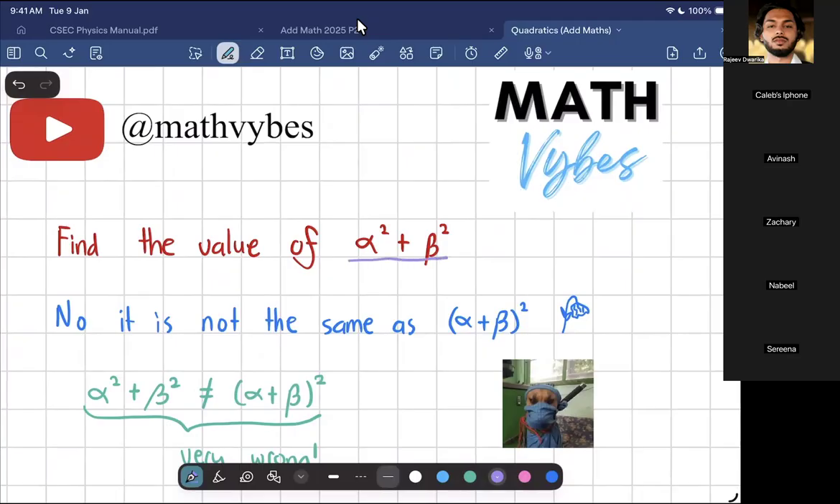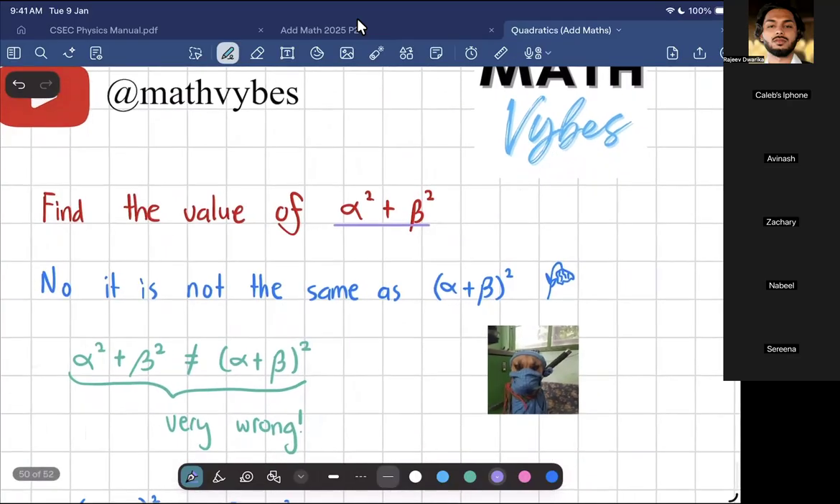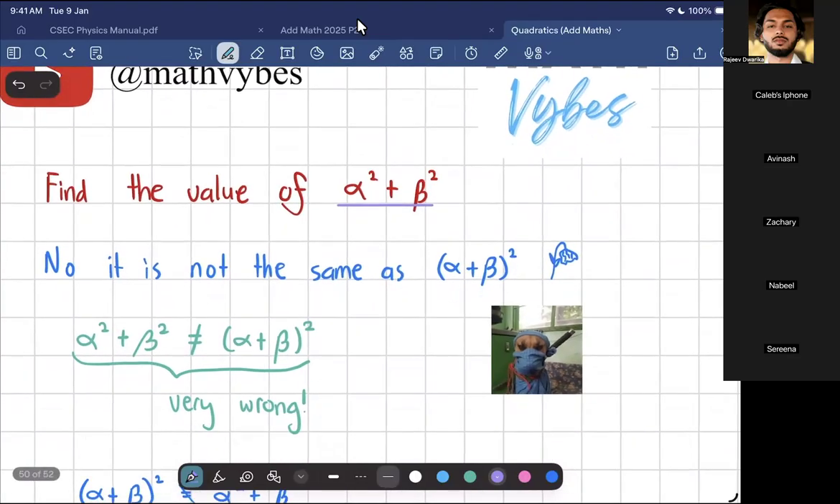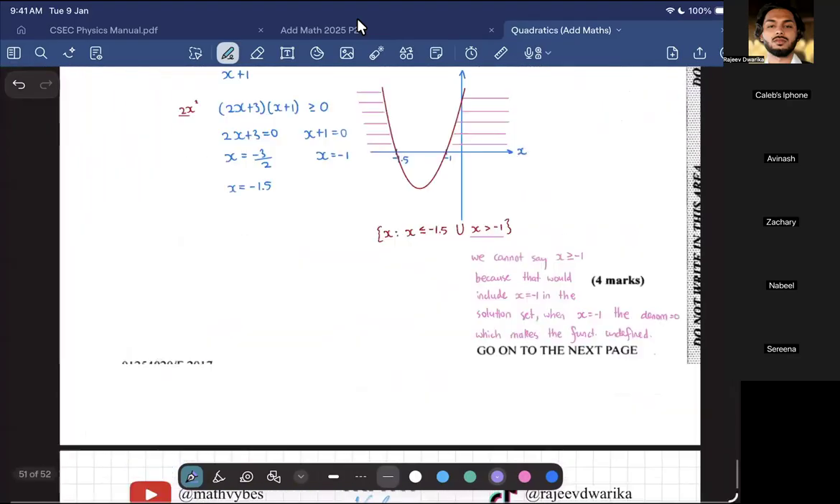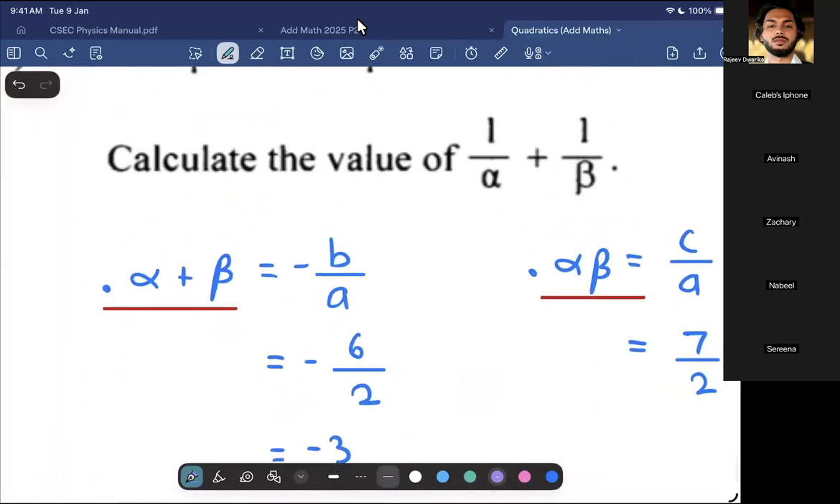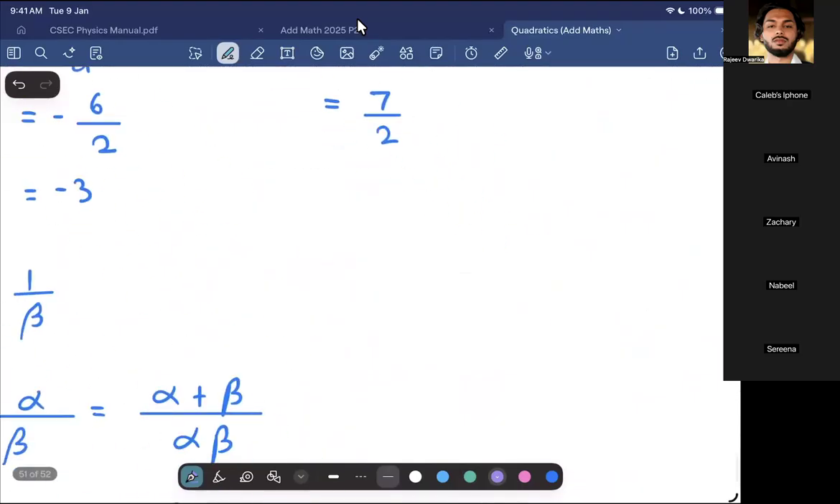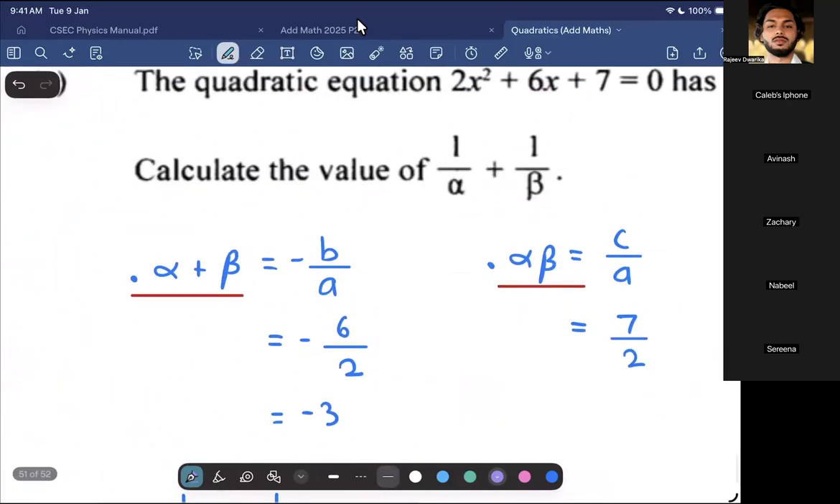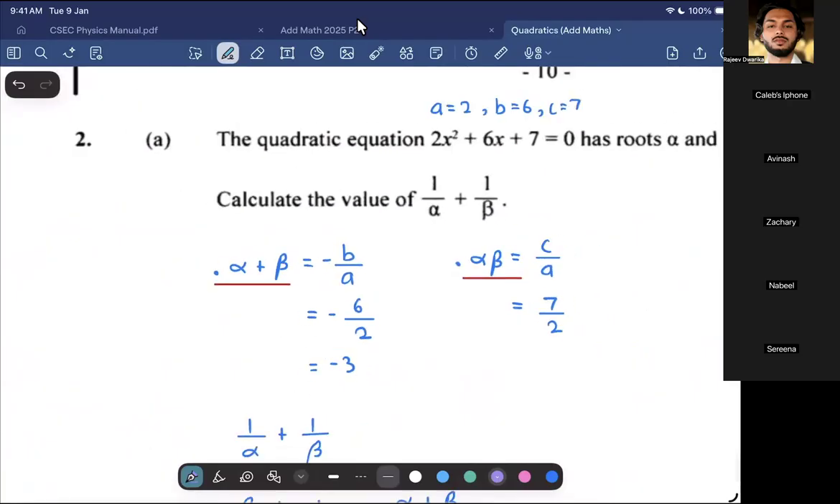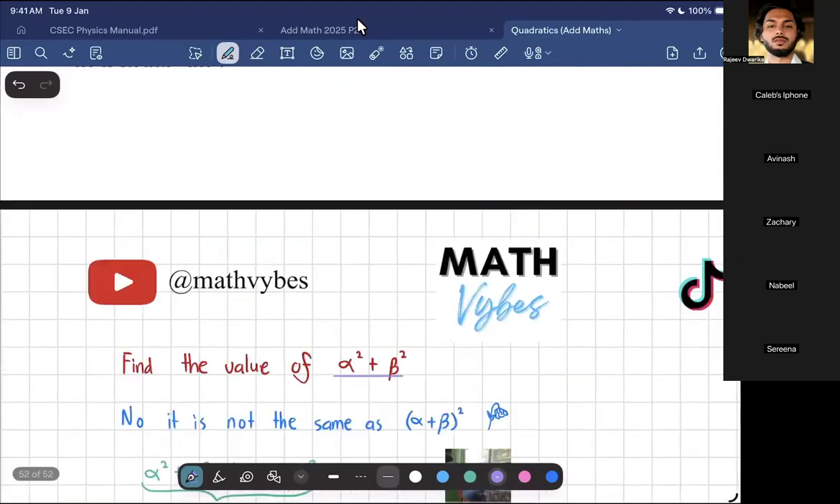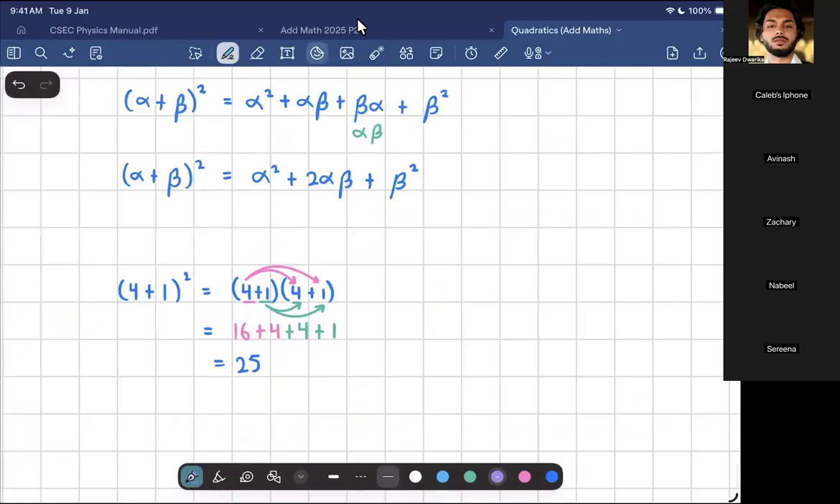Right. And Nabil, the only things we know are the sum of the roots and the product of the roots. Like this is literally the only two things we know. We only know what alpha plus beta is and alpha beta. Anything else, we're in trouble. So for me to do any type of substitution, whatever I get needs to have alpha plus beta in it, or alpha beta in it. So keep that in mind.